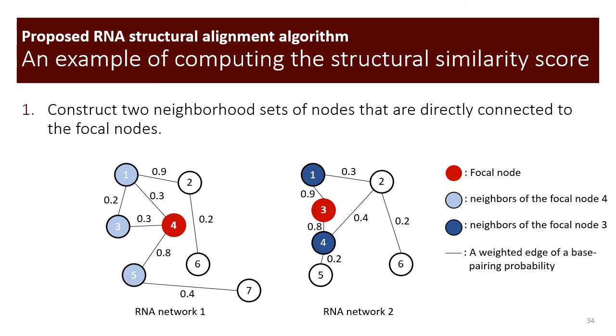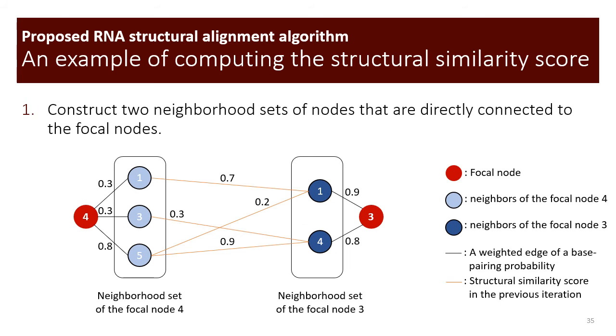We first construct two neighborhood sets of nodes that are directly connected to the focal nodes. As you can see, 1, 3, and 5 are neighbors of the focal node 4 in the first network, and 1 and 4 are the neighbors of the focal node 3 in the second network. This figure shows the simple rearrangement of the neighborhood sets. The yellow line is the structural similarity score in the previous iteration. Like I said, it will be the node similarity score at the beginning.